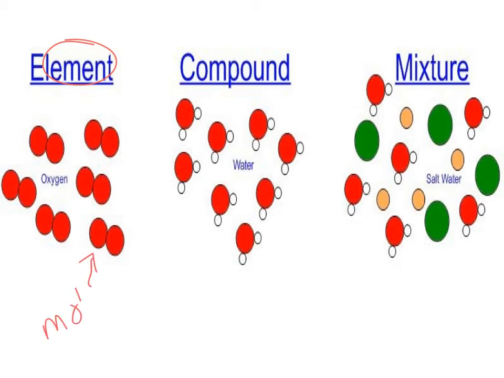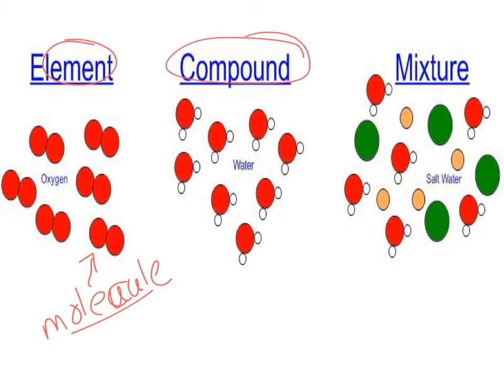This is actually called a molecule, M-O-L-E-C-U-L-E. A molecule of the element happens to be a diatomic element, meaning that there are 2 atoms that occur in the molecule. So here we have 1, 2, 3, 4, 5, 6 molecules of oxygen for a total of 12 atoms of oxygen. This is an element because they're all the same atom.